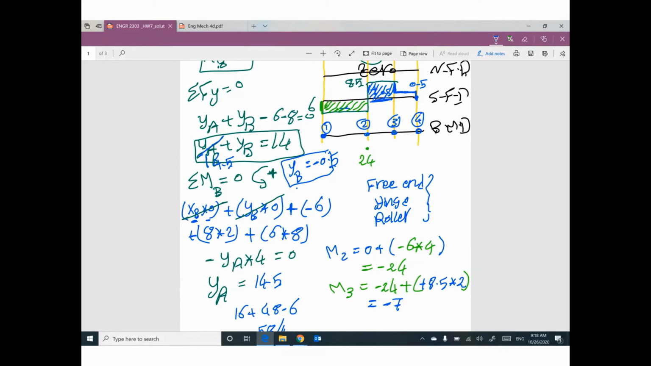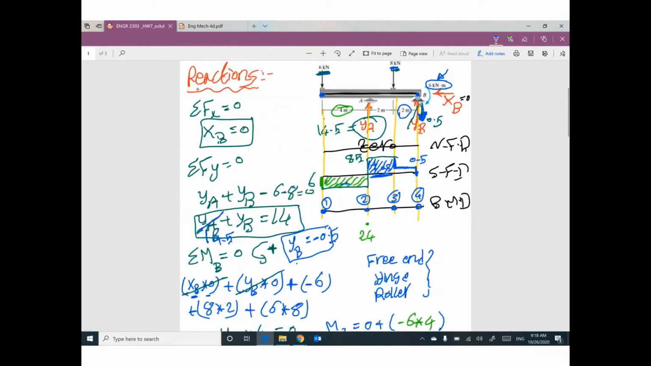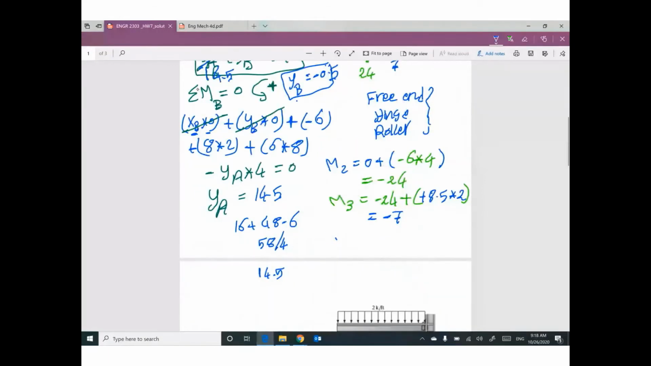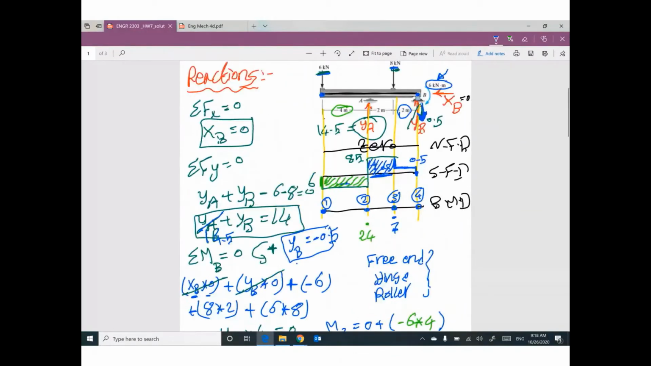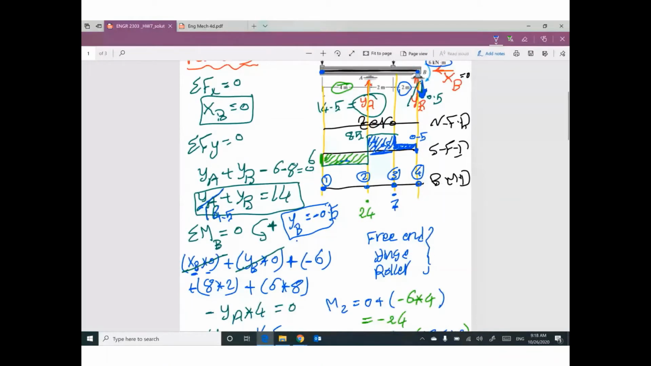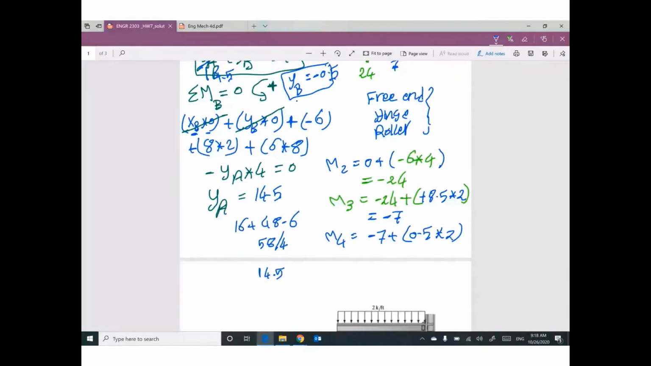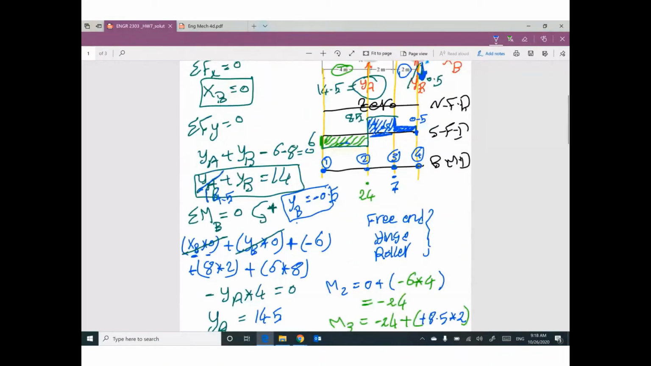Negative means down. M4 equals the previous value, negative 7, plus the area of shear between the 2 points, which is positive. This little area is 0.5 times 2, so your value will be negative 6. So the value here will be negative 6.